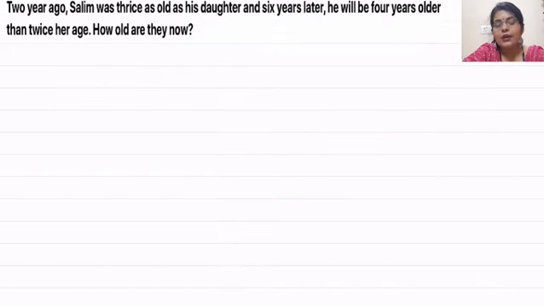2 years ago, Salim was thrice as old as his daughter, and 6 years later, he will be 4 years older than twice her age.